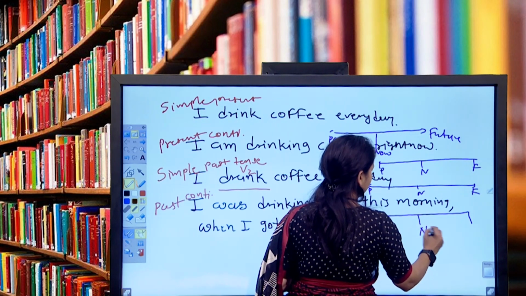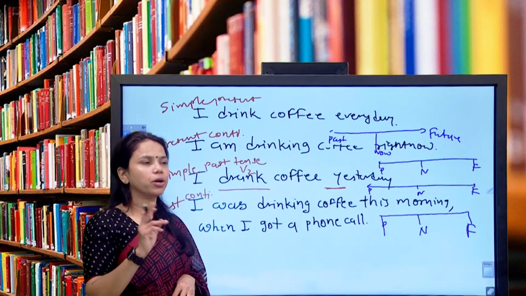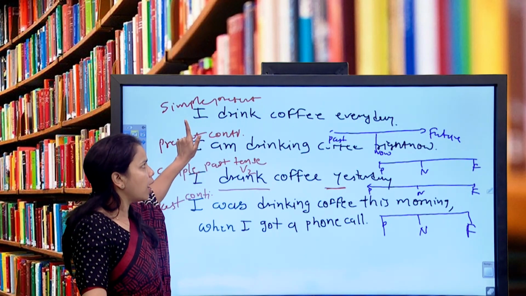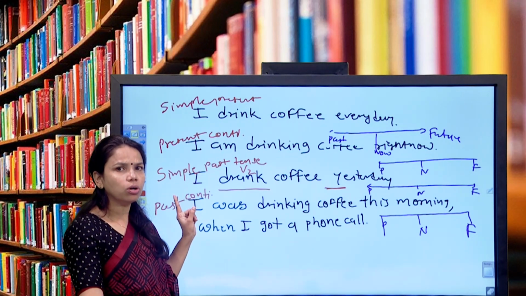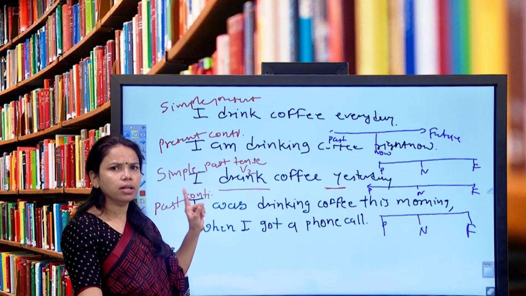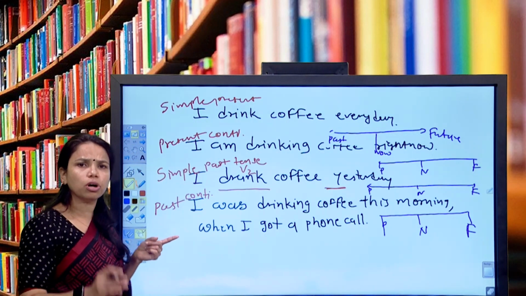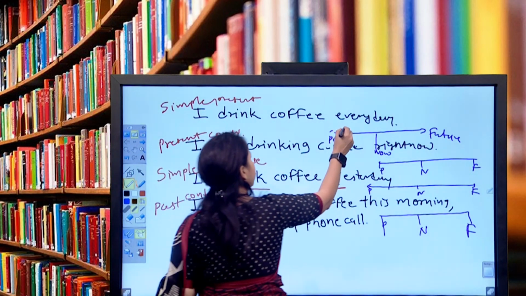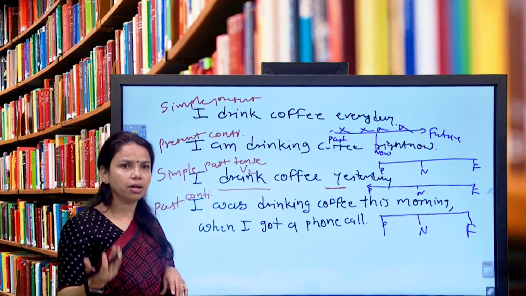Past, now and future. So, whenever we are talking about simple present tense, I drink coffee every day. So, it is a habit. There is nothing included like a past or a future or something else, right? It is a continuous process, right? It is a habit. Every day I drink it, right?